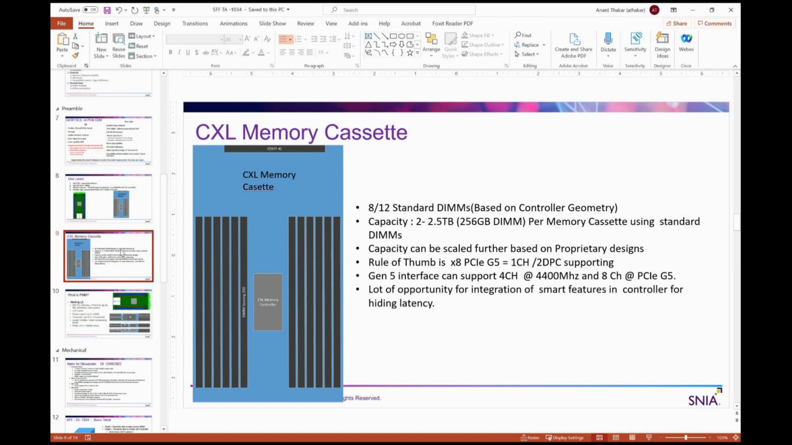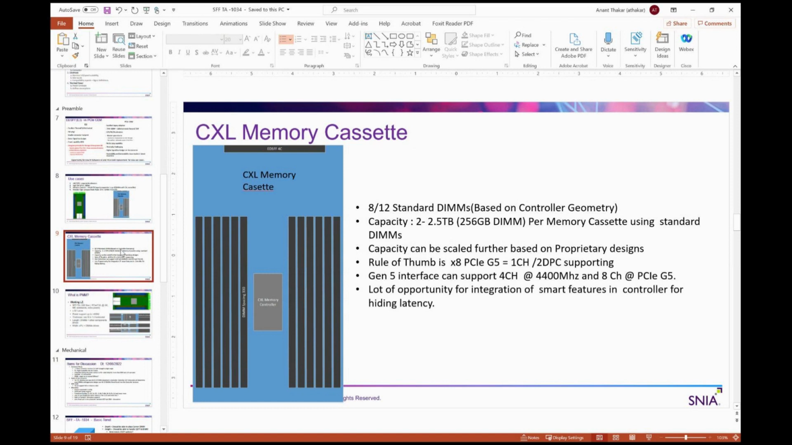The fifth bullet is basically that with a Gen 5 interface, you could do a 4 channel at 4400. I'm just doing the translation of the DIMM bandwidth versus how much you can support, and then 8 channel at Gen 5, which is what you could do from the bandwidth perspective. I was just wondering if it was illustrative. Yes, I would do that, no problem, thanks.